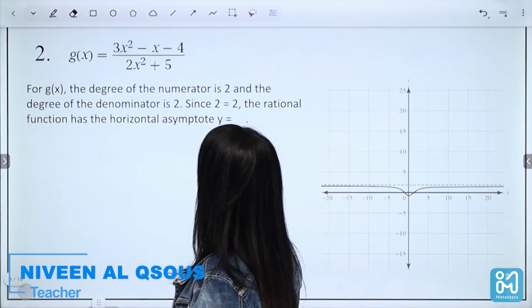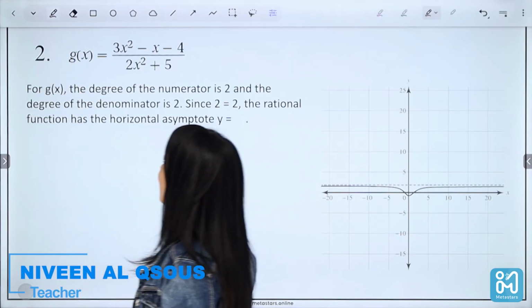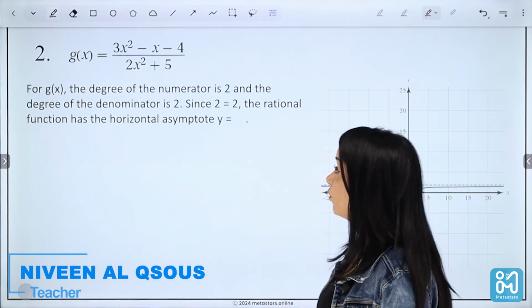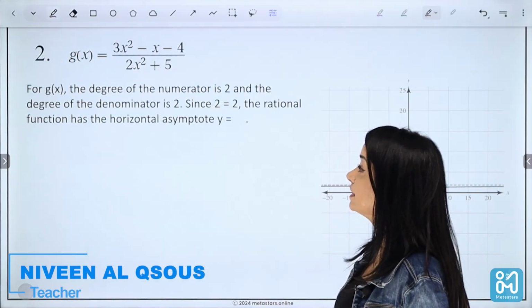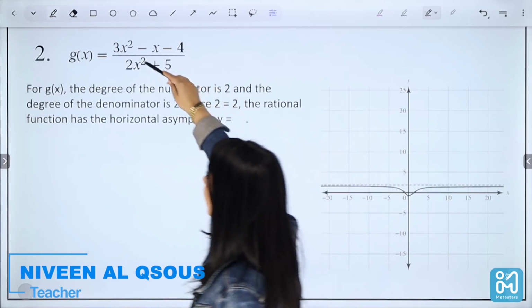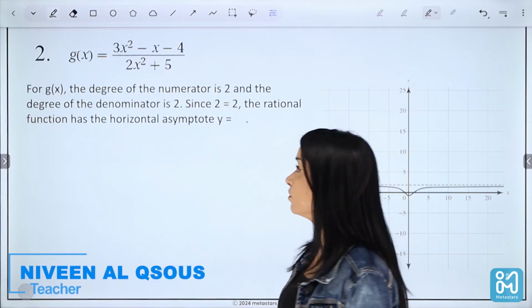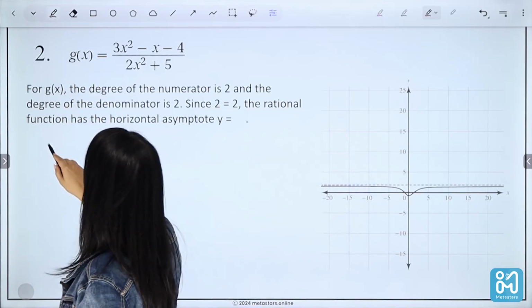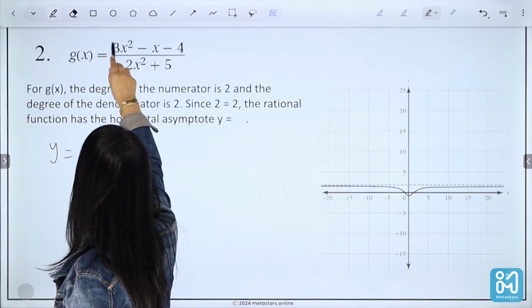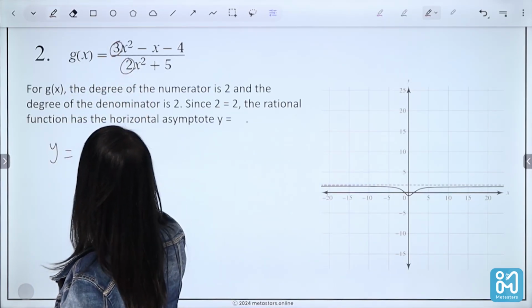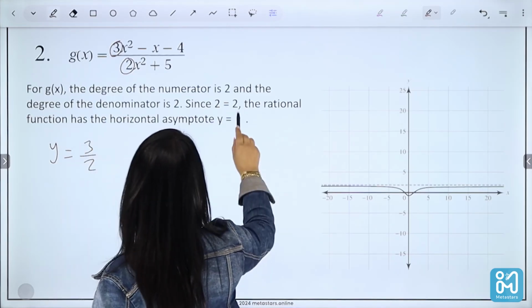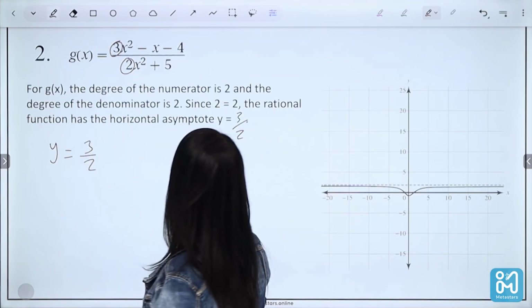Let's see this one. What do we have here? We have equal degree between the numerator and denominator. Since we have equal powers, we directly get a horizontal asymptote, of course. The horizontal asymptote is y equals the coefficient over the coefficient, 3 over 2. So it's equal to 3 over 2.